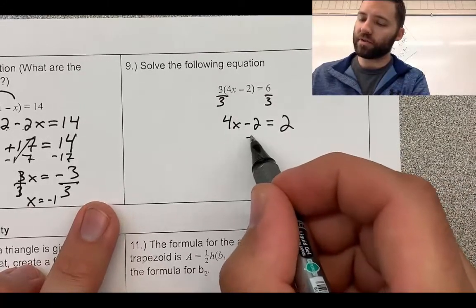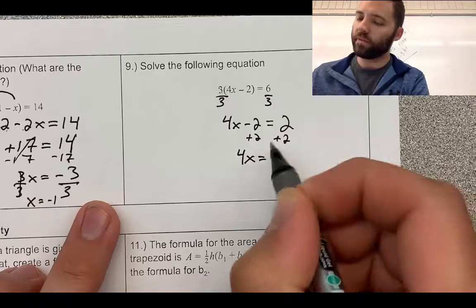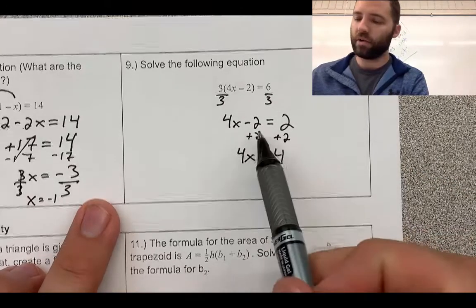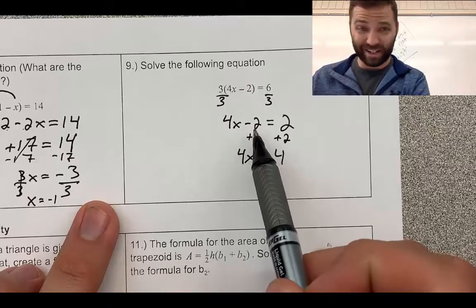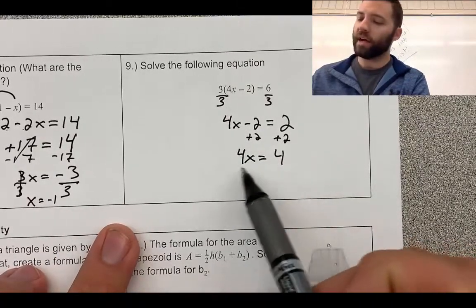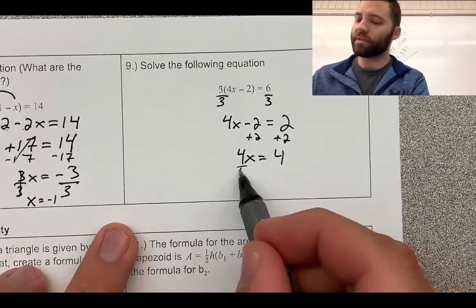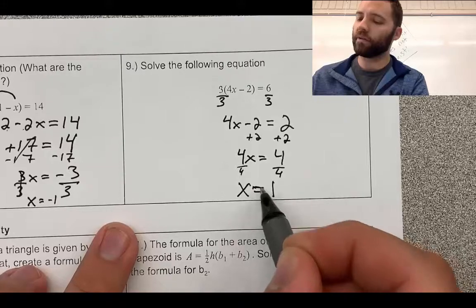I'm going to add 2 to both sides. So I get 4x equals 4. Quick note, negative 2 plus 2 is 0. That gives me the additive identity from the previous video. Right, so that's why that works. Anyway, I have 4x equals 4. And I'll divide both sides by 4. I get x equals a positive 1.